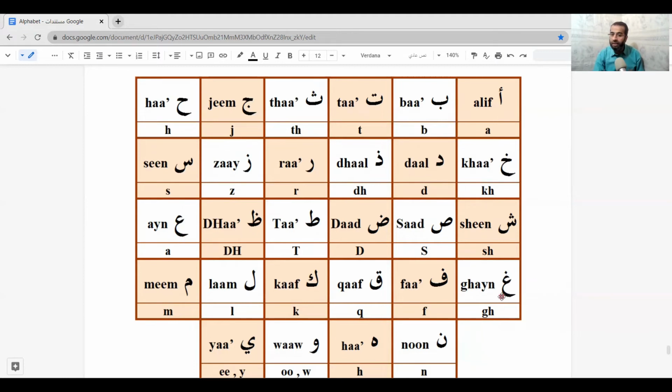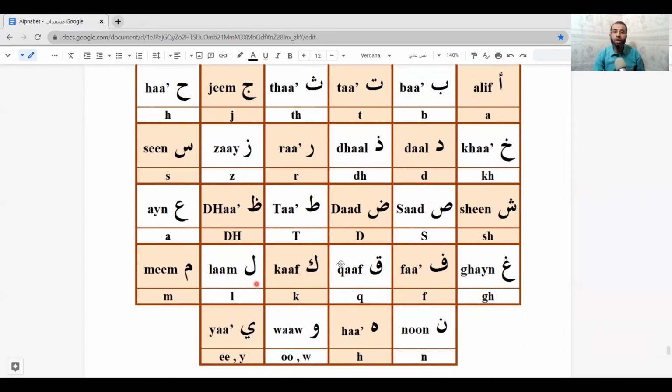Ain and Ghain, also. Then Fa and Qaf. Fa has 1 dot and Qaf has 2 dots. But as you see here, when it is isolated or at the end, Qaf goes deeper. Then the rest are not similar to the previous ones: Kaf, Lam, Mim, Noon, Ha, Waw, and Ya.